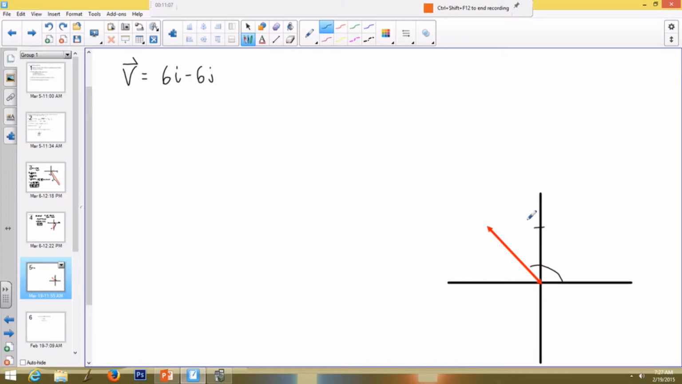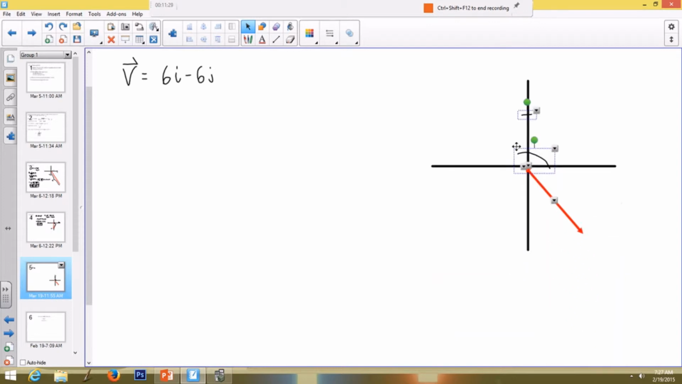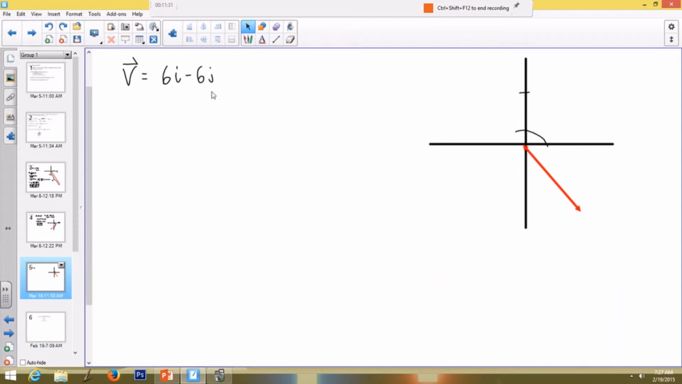If this is positive, well, that's not right. It's not even close. I don't know how I set that up that way. Sorry about that, folks. Let's get it right. Just move it up so we can see it all. There we go.